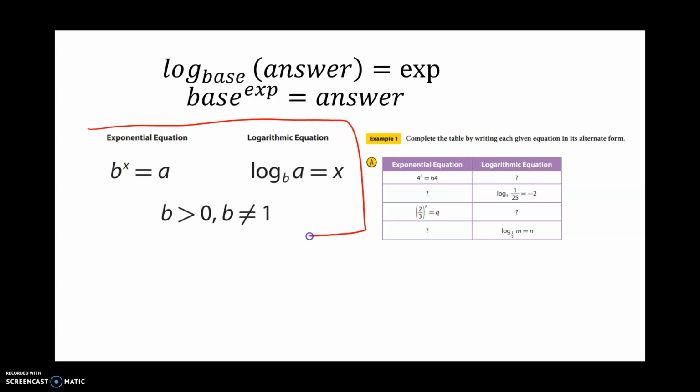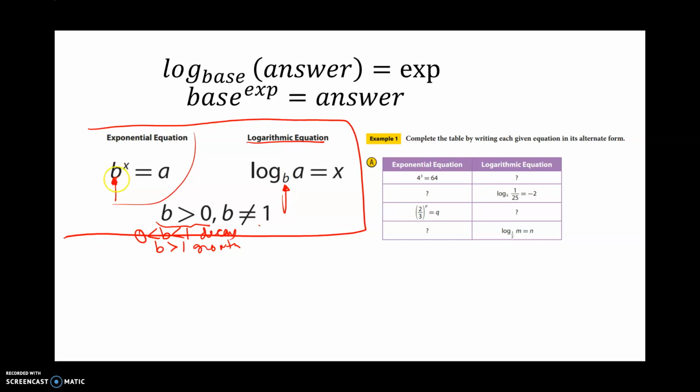This one comes out of the book. This is what we talked about an exponential equation is. We had a base, and our base was always positive and it wasn't equal to 1. Remember what we learned in the last exponential section: if it was between 0 and 1, that was decay, and if it was greater than 1, that was growth. So here's our exponential equation. Well, b is for base. Over here, if I'm translating it into its log equivalent, the base is the base of the log.